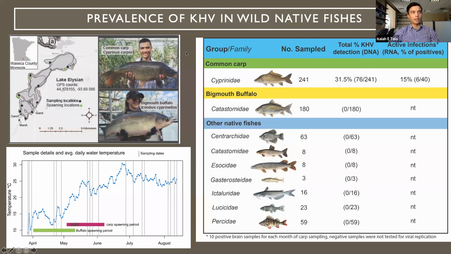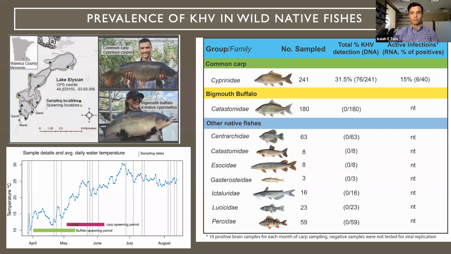We were also interested in extending this investigation into an actual wild population. So knowing that Lake Elysian was a really good lake to study with the high prevalence of KHV, we went there and took samples of carp and native fishes at different times throughout the summer when KHV is spread. So we focused on common carp as our positive control. We sampled a number of different native fishes, but we did focus on bigmouth buffalo, since they have a really high population density in that lake, and they also share some similar ecological niches with carp.